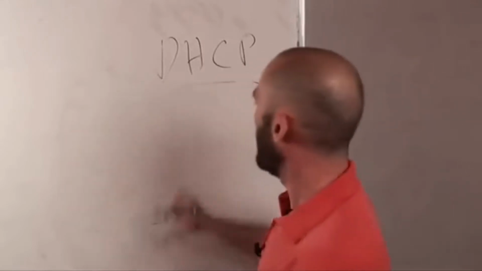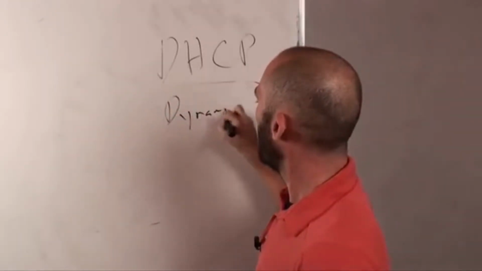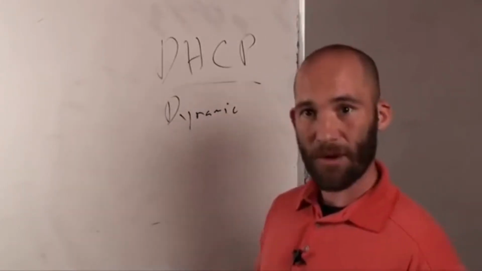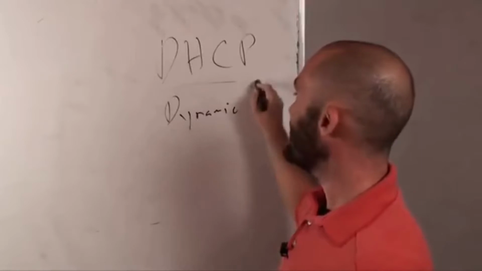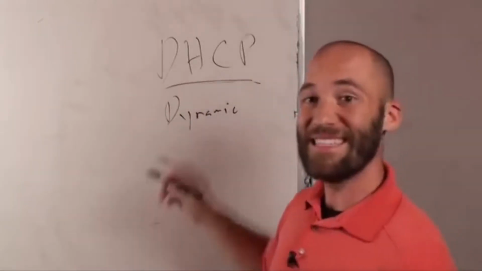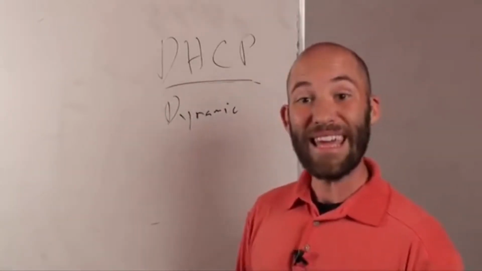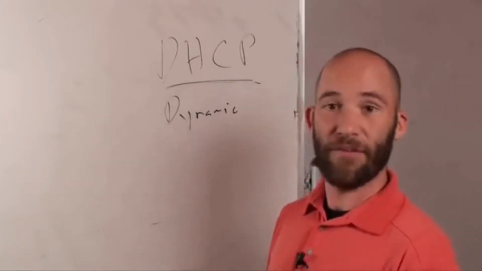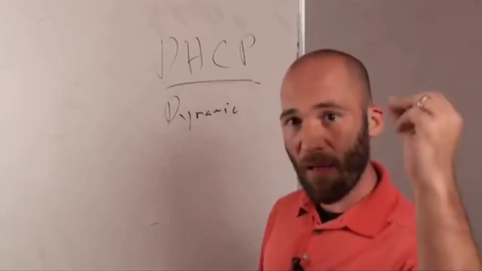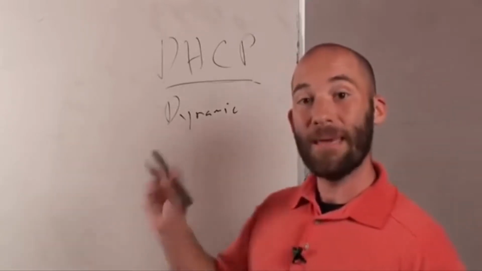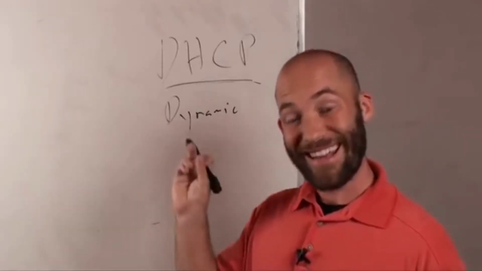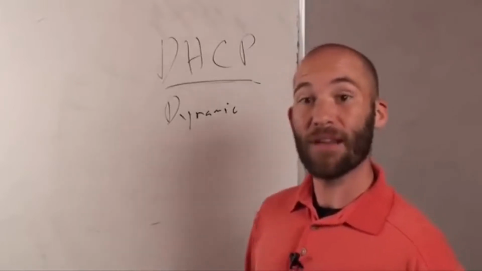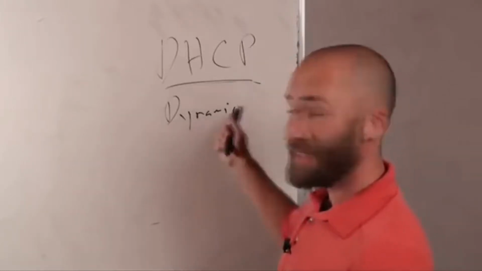So dynamic IP addresses mean that when the computer connects to the network, it will call out to the DHCP server. The DHCP server will then give it an IP address, it will tell it the subnet mask, it will tell it the default gateway, and it will tell it the DNS servers, all automatically. And it will keep a record of the IP addresses that it has given out to make sure that it doesn't give out the same IP address to multiple computers. This is a huge thing.